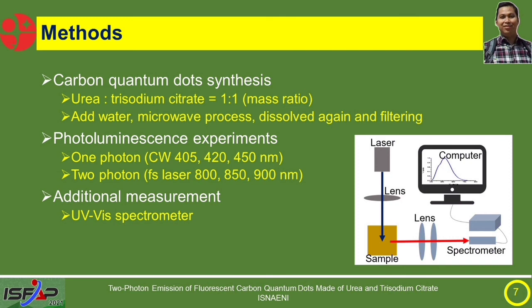Photoluminescence of carbon quantum dot was done using a simple setup as shown here. A laser source was focused using a lens onto a carbon quantum dot in a quartz cuvette. The emission from carbon quantum dot was then directed into a spectrophotometer. For down conversion photoluminescence, we used three different laser sources: 405 nanometer, 420 nanometer, 450 nanometer diode lasers. For two-photon emission, we use femtosecond laser from MITAI with 800 nanometer, 850 nanometer, and 900 nanometer wavelength. In addition, we also measure absorbance of samples.